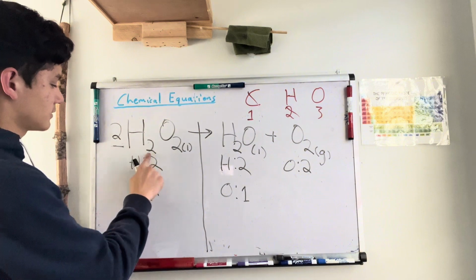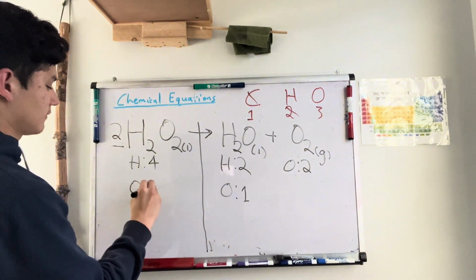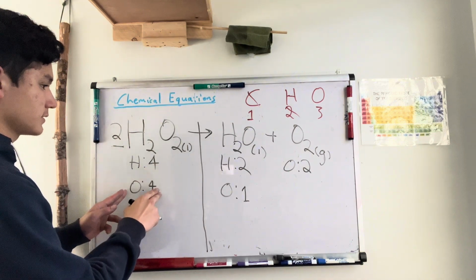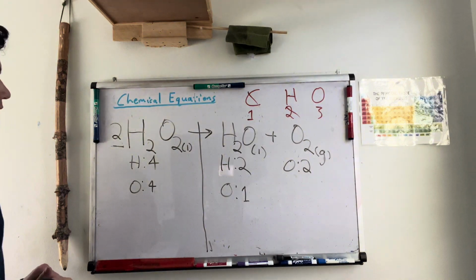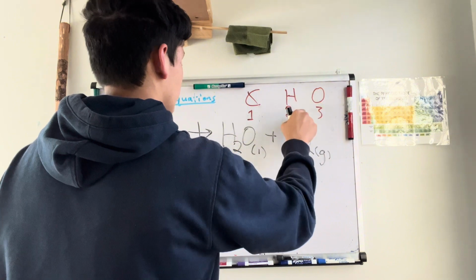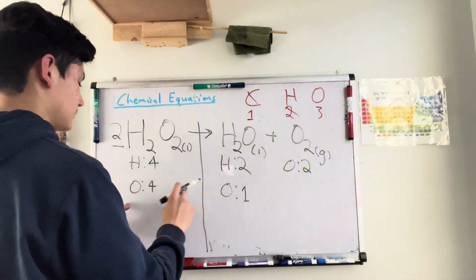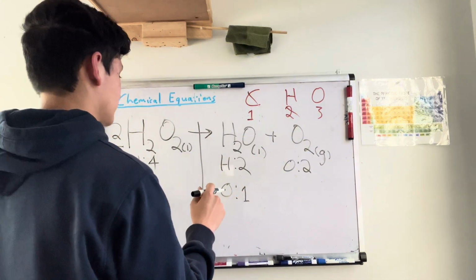So 2 times 2 hydrogens, we get 4 hydrogens. 2 times 2 oxygens, we get 4 oxygens. So we got 4 hydrogens here, 4 oxygens here, 3 oxygens here, 2 hydrogens here. So next in our priority to balance is oxygen, or well, now we have hydrogen here because the oxygens are pretty close to each other. So now next we do hydrogen.